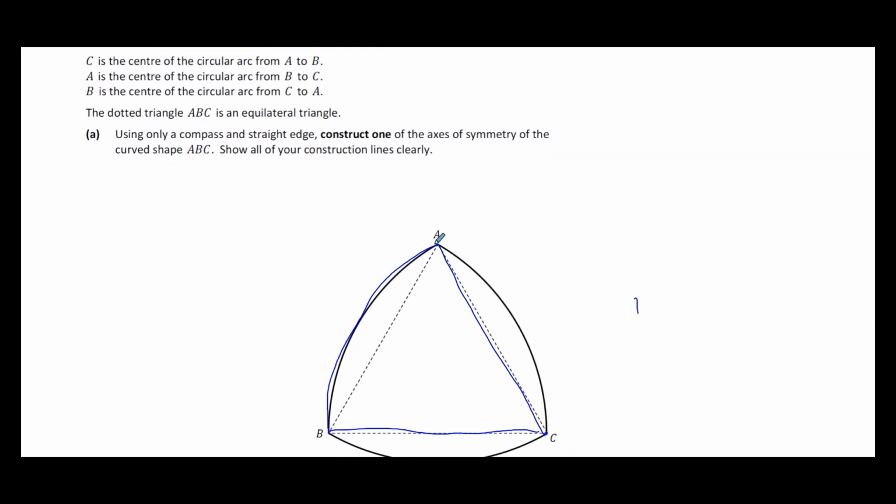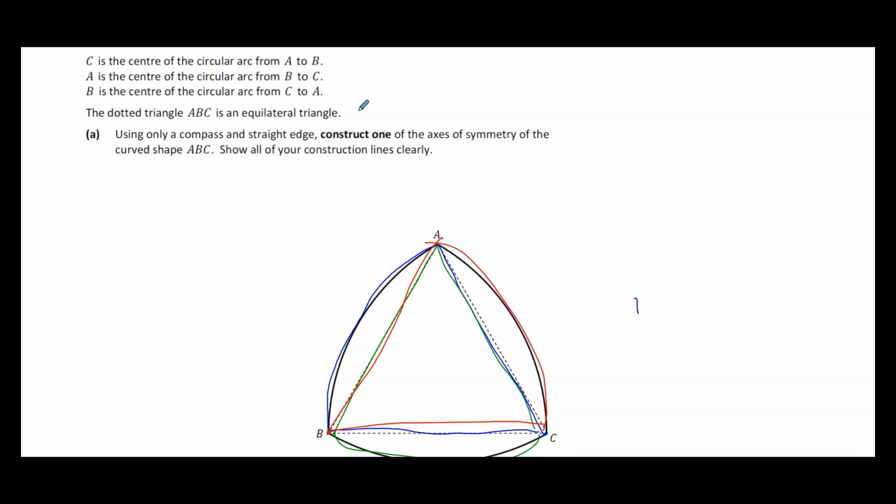And the same idea is for A. A is the center for the circular arc B to C. So the same A, that is the arc. And the same is B is the center. So B here, let's change the color. B is the center for this part. So we have three kinds of sectors.